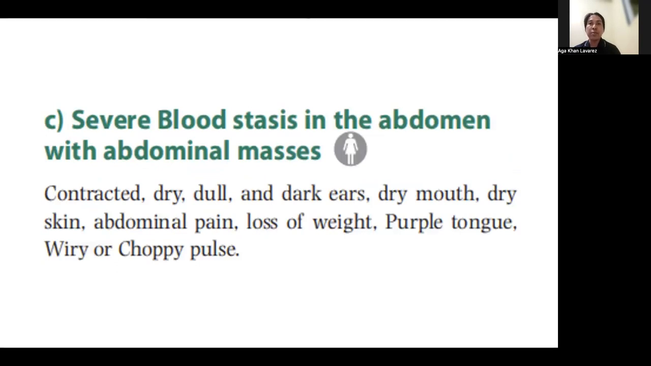Letter C, severe blood stasis in the abdomen with abdominal masses. Contracted, dry, dull, and dark ears, dry mouth, dry skin, abdominal pain, loss of weight, and the tongue is purple, and the pulse is wiry or choppy.